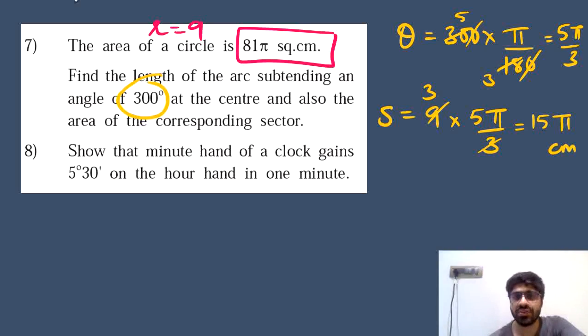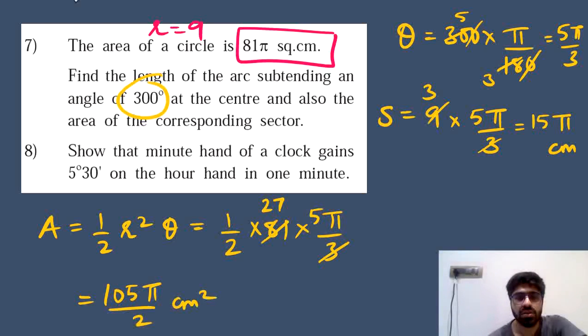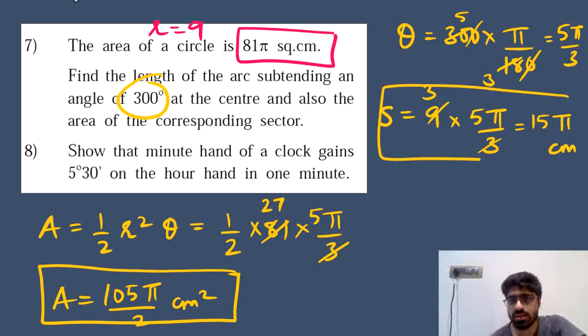So the length of arc is 15 pi centimeters, and the area of the sector would be half r square theta. That is half, r square being 81, and theta, like we got, is 5 pi by 3. So the area of the sector is 3 cancelling off 81 and you get 27. We have 27 into 5, that is 135 pi upon 2 centimeter square. So that's the area of the sector, and these are your answers for question number 7.